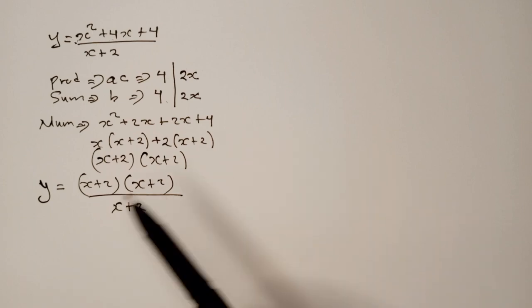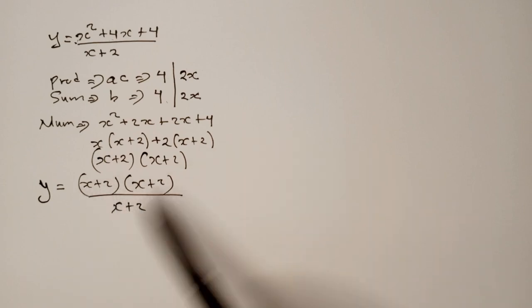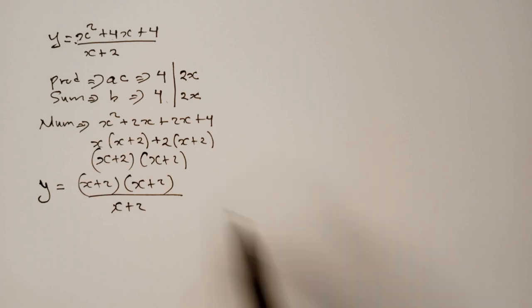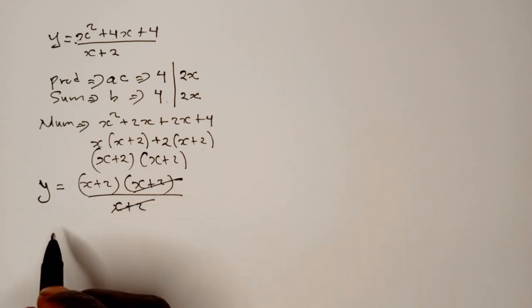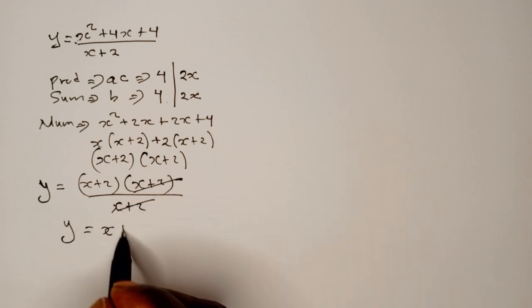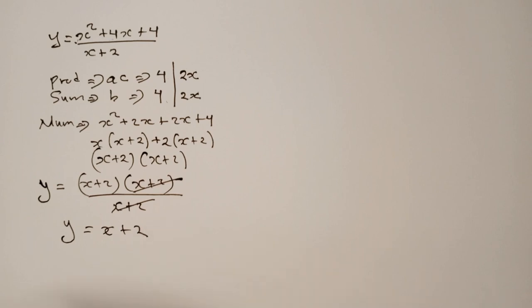So you're going to notice that you can cancel one factor in the numerator with the denominator. So we're going to remain with y is equal to x plus 2. Now from there is when you can simply differentiate.